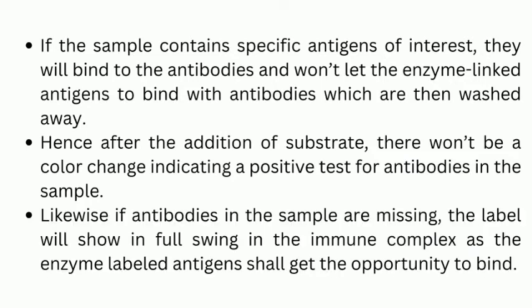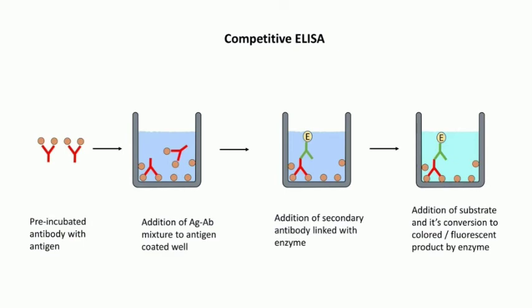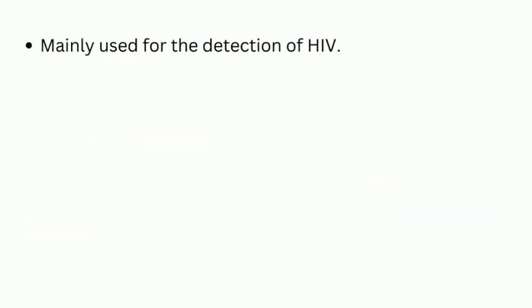Likewise, if antibodies in the sample are missing, the label will show in full swing in the immune complex, as the enzyme-labeled antigens shall get the opportunity to bind. So the change here is that we use the labeled moiety, the same labeled moiety which we are trying to detect in the given sample. The steps of competitive ELISA are shown here on your screen. Competitive ELISA is mainly used for the detection of HIV and other pathogens.